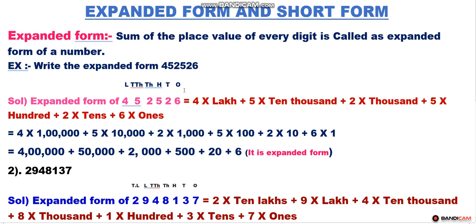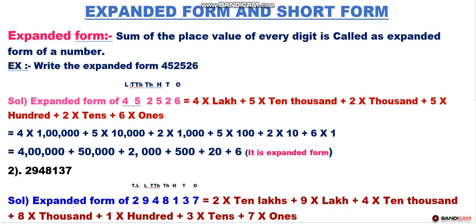See, 6 stands at the ones place. First you arrange the places always from right to left. 6 stands at ones place, 2 at tens place, 5 at hundreds place, 2 at thousands place, next ten thousands place, next lakhs place. What are the places? Ones, tens, 100, 1000, 10,000, lakhs. How do you get the place value? Multiply the digit and place.